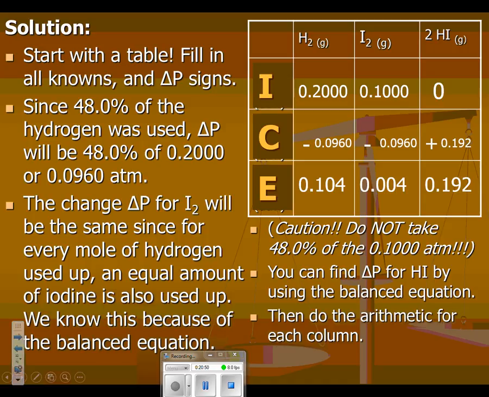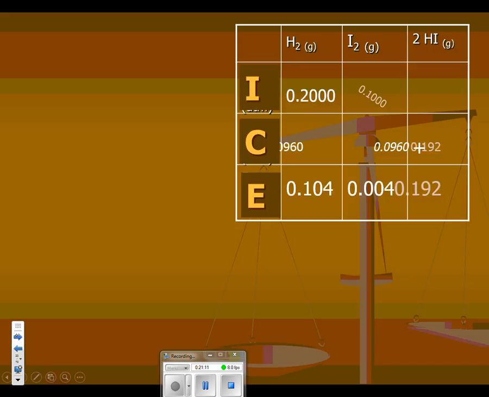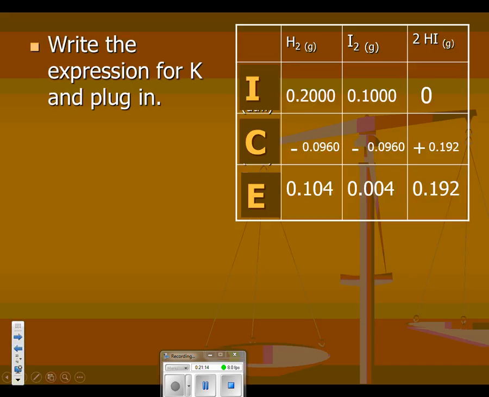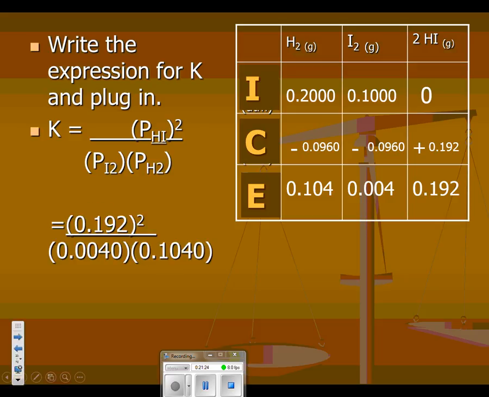So make your K real quick and plug in, see what you get for equilibrium. Products over reactants. Remember, the top one's going to be squared because of the 2. Plugging in, you got 89.